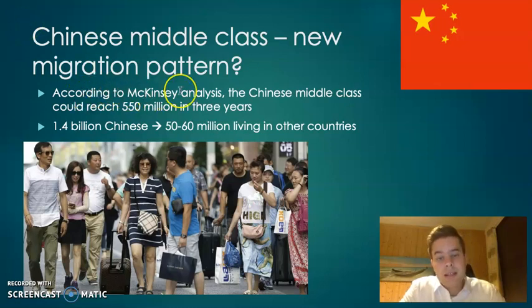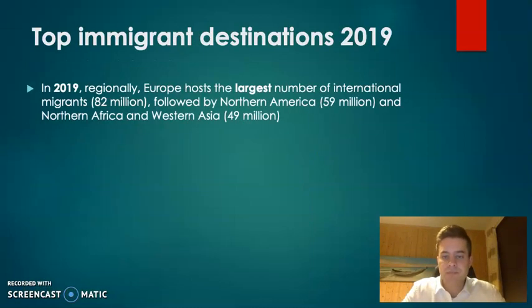According to McKinsey analysis, the Chinese middle class could reach 550 million in 3 years. And in total, there are 1.4 billion Chinese, and right now there are 50 to 60 million living in other countries. And the Chinese live mostly in Southeastern Asia, but many of them in the United States as well. But they have just recently started to move to Europe in huge numbers. So it will be very exciting to see if this will be a new pattern.